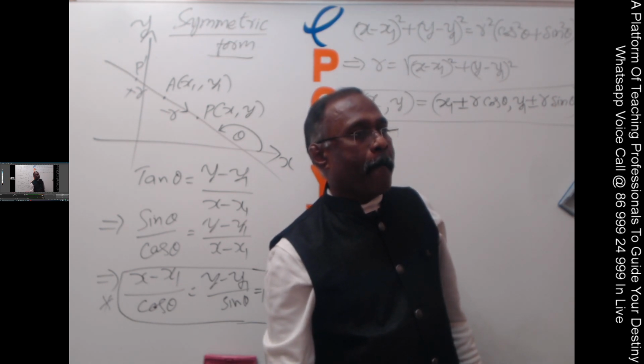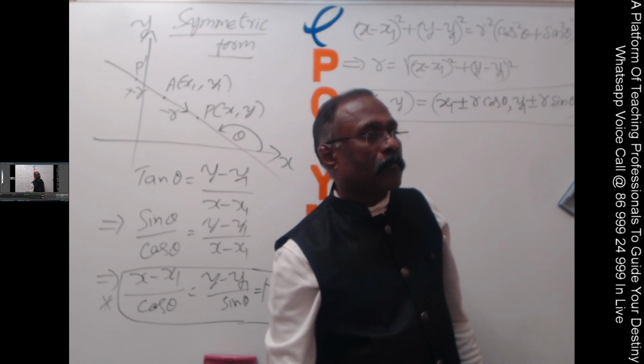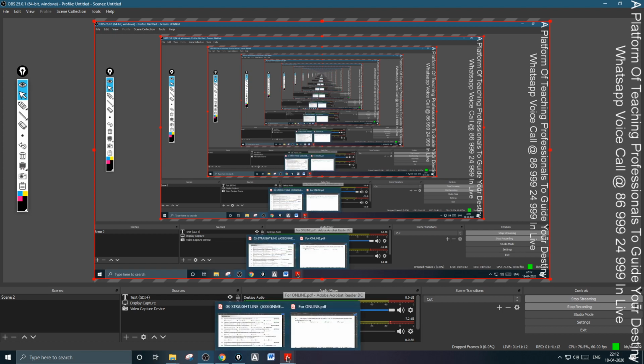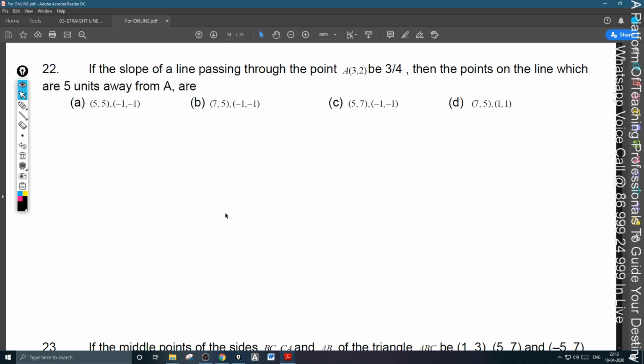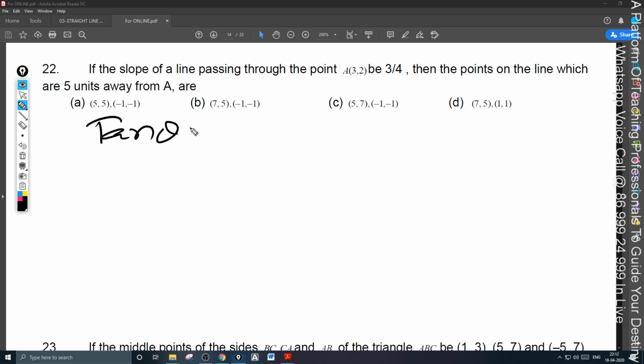Let us go to the next question, please. You will understand now. So, in this question now, next question, if the slope of a line passing through A (3, 2) is 3 by 4, that is tan theta, is given to be 3 by 4.